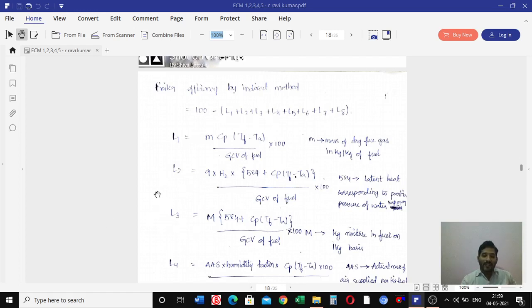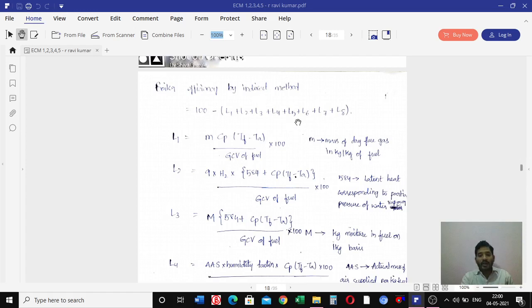If you want to find out the value of L3, M represents how much moisture is present in the fuel on a 1 kg basis. This 584 is mainly used for latent heat. If you heat the water, it is vaporized, and this vapor is converted into steam. For that reason we use this standard value of 584. Plus Cp, the specific heat capacity of the air, times (Tf, the final temperature, minus the ambient temperature), divided by the gross calorific value of the fuel, multiplied by 100.